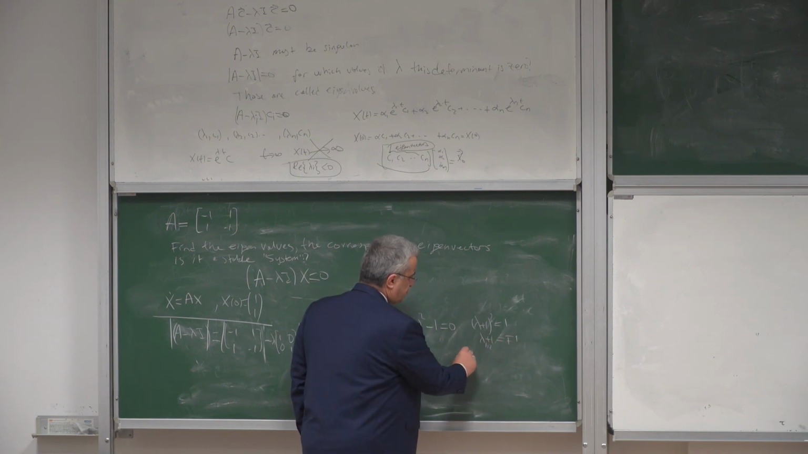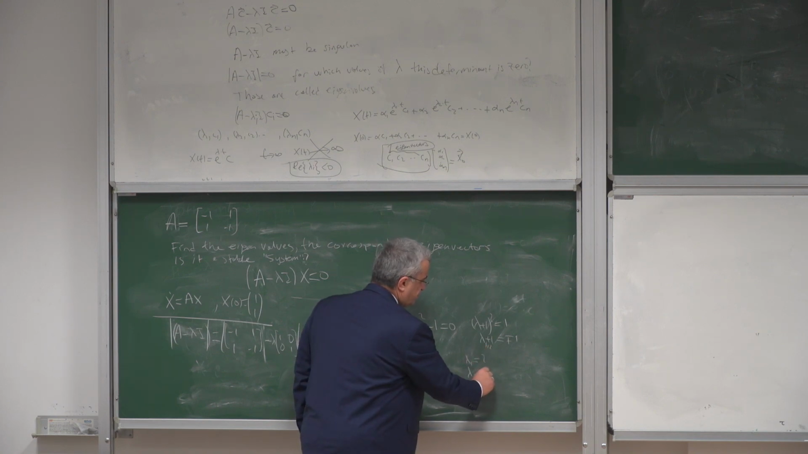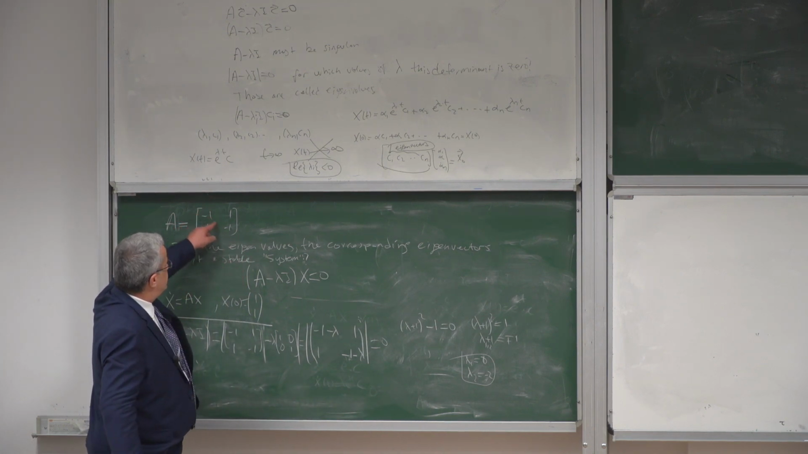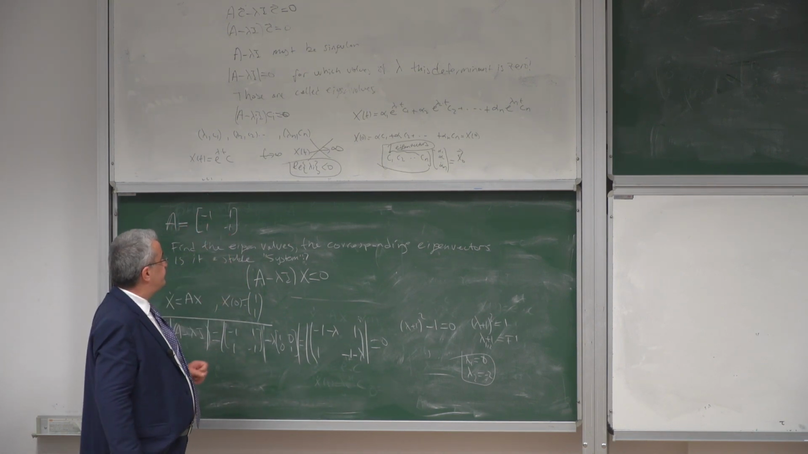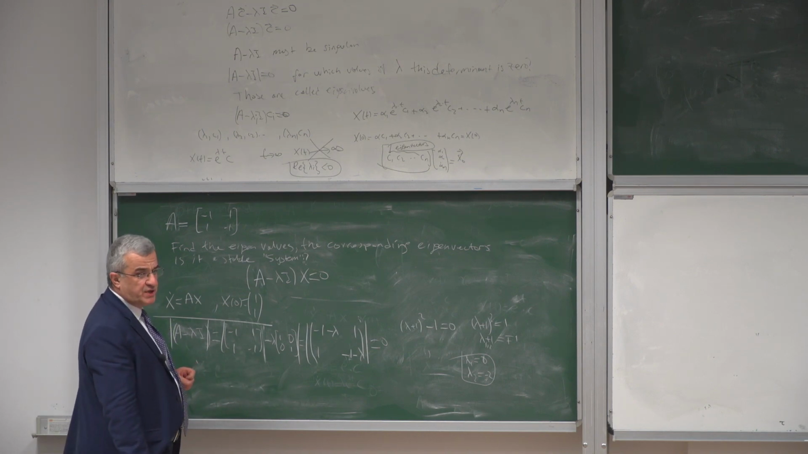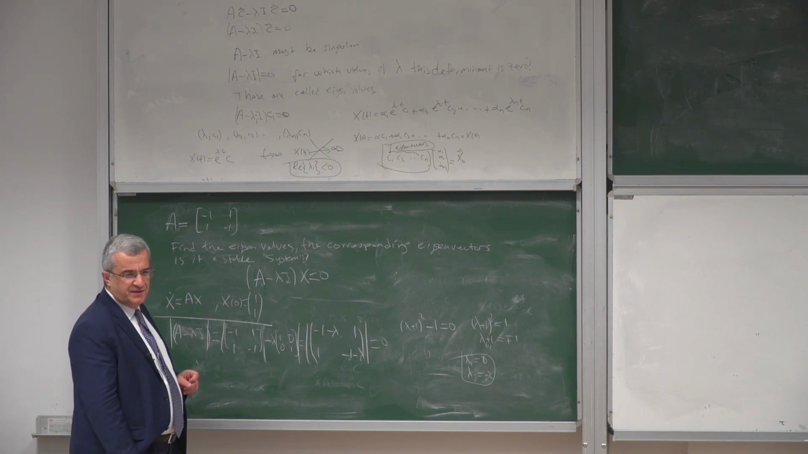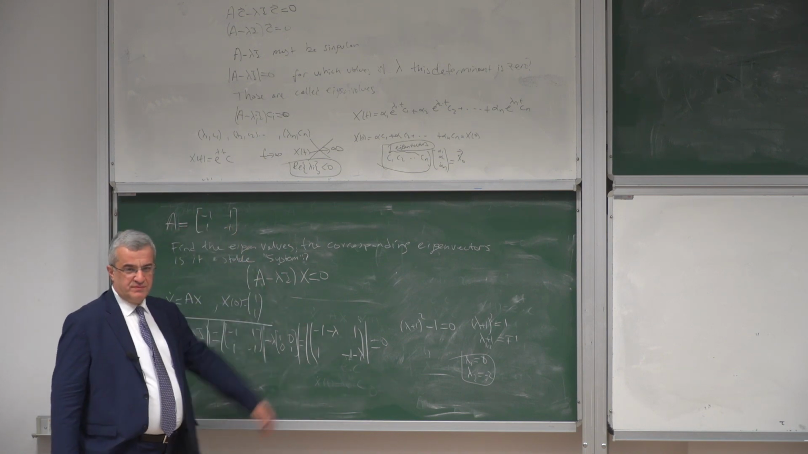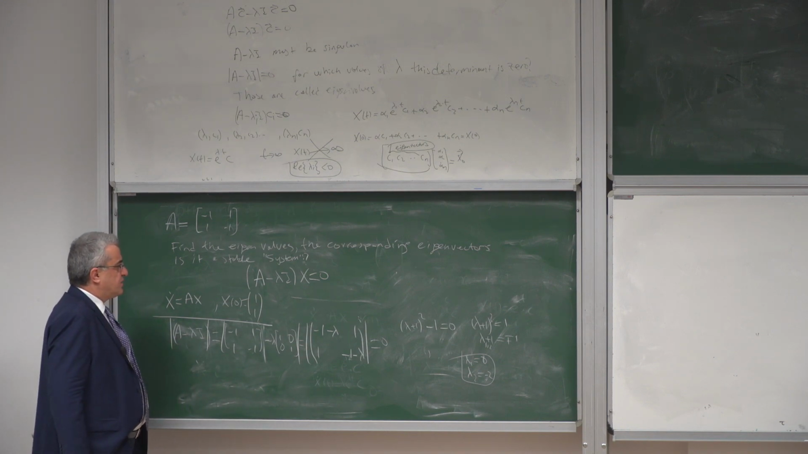So put here 1 and 2. So lambda 1 is 0. Lambda 2 is equal to minus 2, right? So they should add up to minus 2. And their multiplication should be equal to what? The determinant. So what is the determinant here? 1 minus 1 is 0. So it checks.